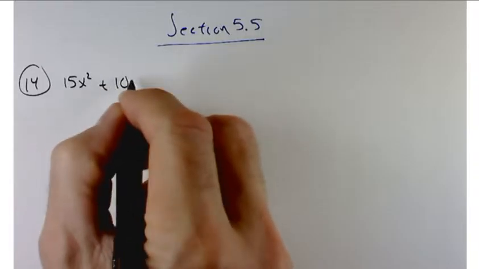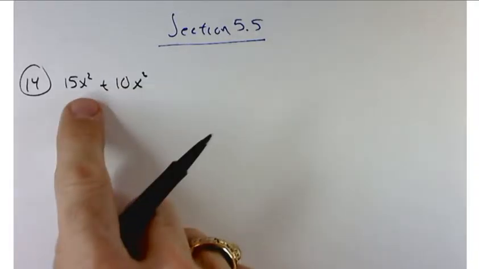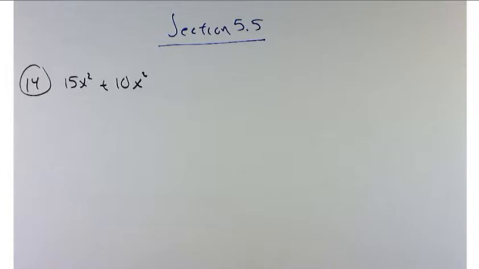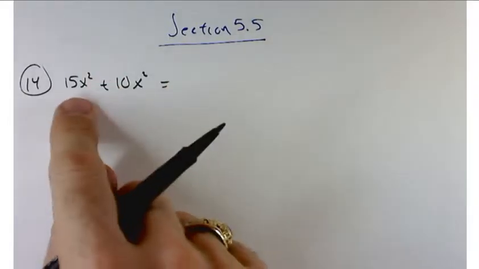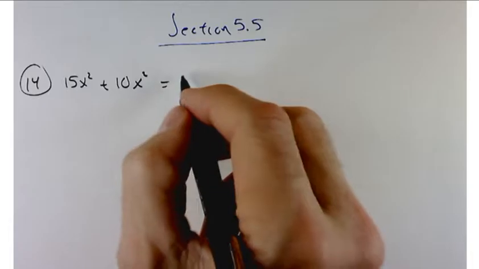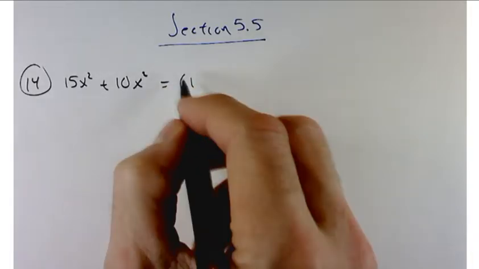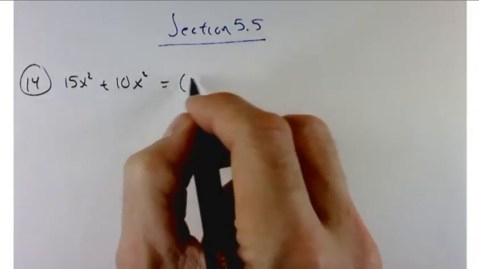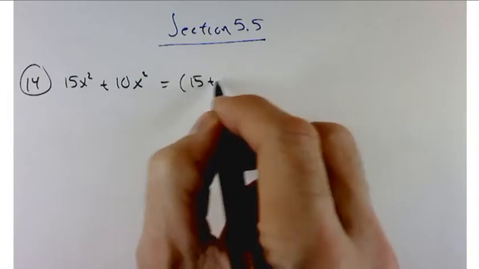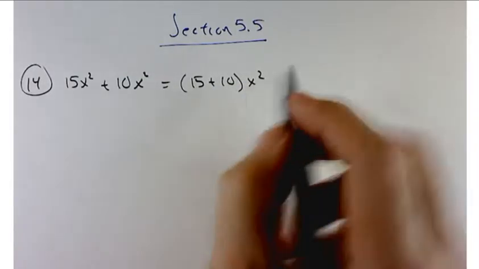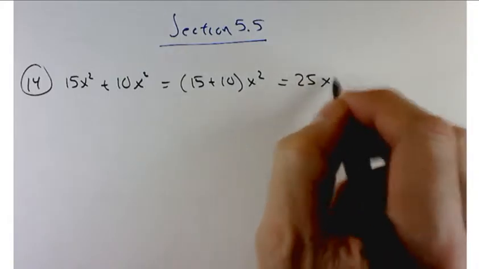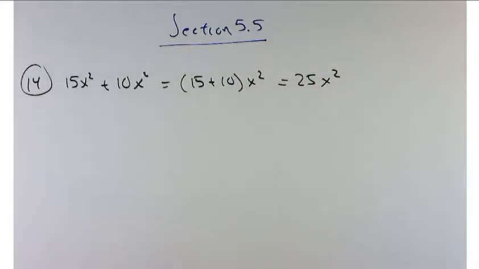So for instance, in problem number 14, both of these terms have an x squared. Now, I'm going to show you the long way first. In fact, don't even copy it down. One thing that I could do, if I wanted to, would be factor out the x squared. It's a common factor. That would be 15 plus 10 times x squared. 15 plus 10, of course, is 25. So I end up with 25x squared.